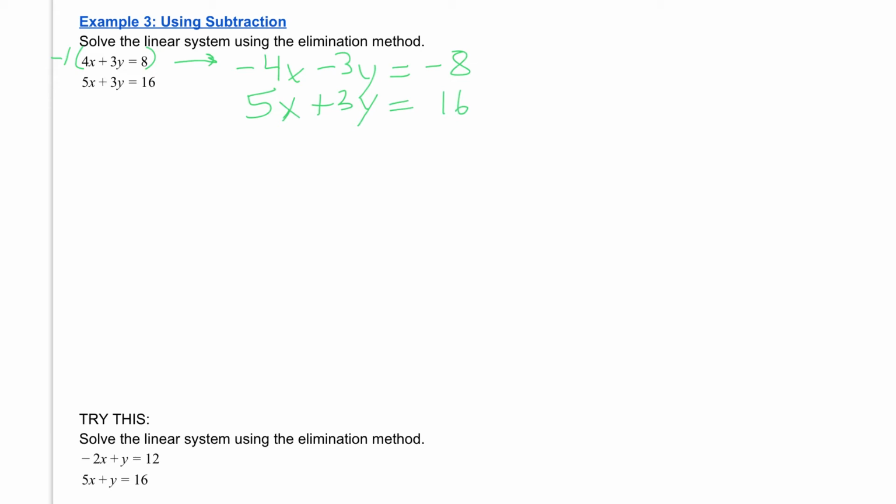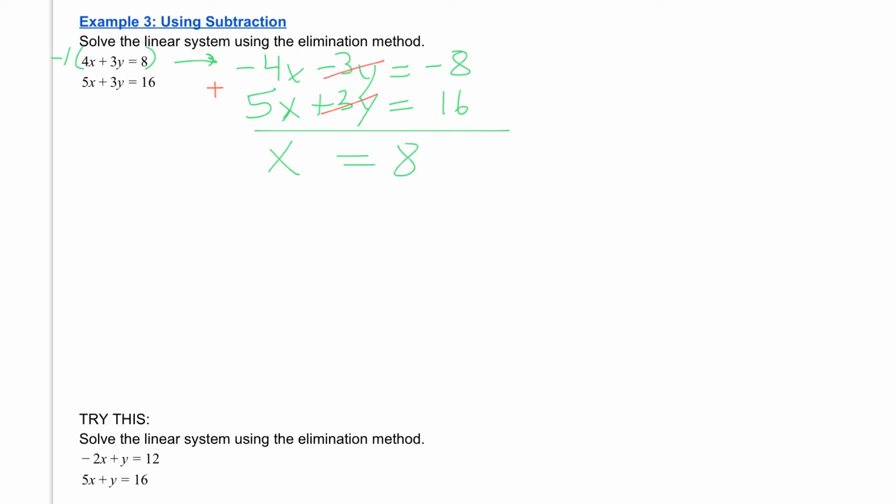Now if I double check, I have a -3 and a positive 3. Those are now opposites, and I can go ahead and add these two together so that I can eliminate something. -4x plus 5x is just 1x, or x. -3y plus 3y, those are my opposites, so that's 0. Those cancel out. And then -8 plus 16 is going to give me 8. So I have that x is equal to 8.